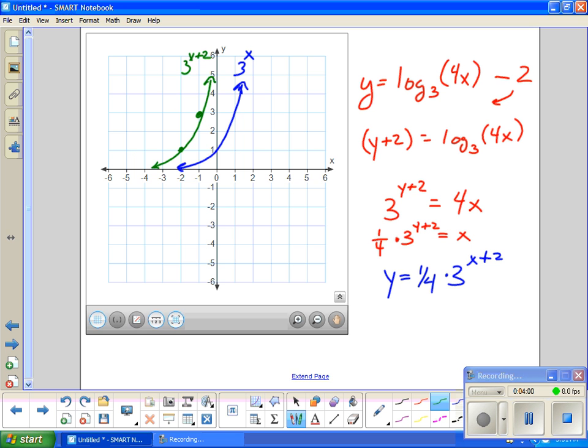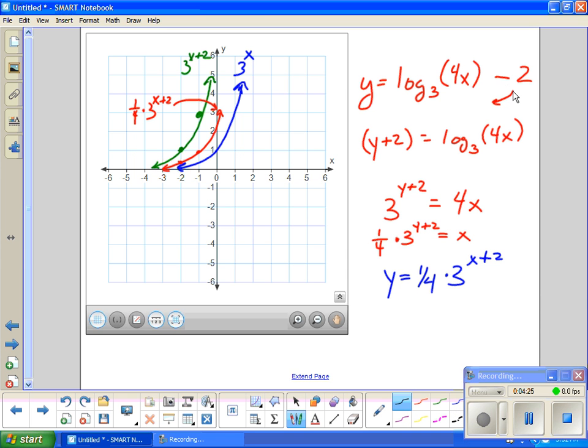Finally, the last thing I have to do is the multiplier, which is 1/4 of that. So I'll do that in red. 1/4 of 1 is 1/4. 1/4 of 3 is 3/4. And there is my curve. And I'll just put an arrow to it. And that is 1/4 times 3 to the x plus 2.